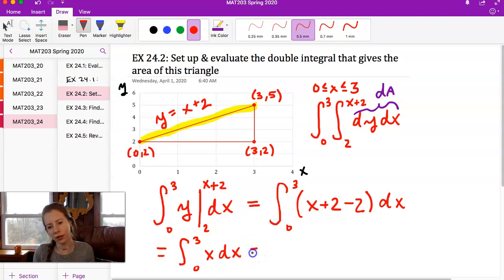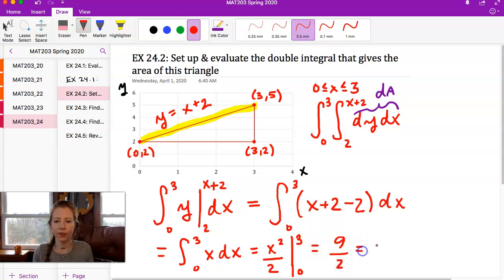Okay? And so now, if we want to integrate x dx, that is going to be x squared over 2. And we're going to evaluate that from 0 to 3. And that is going to be 9/2, which is 4.5.